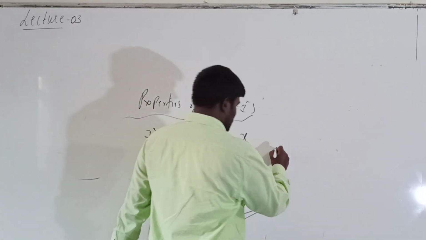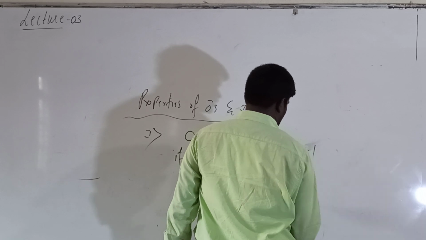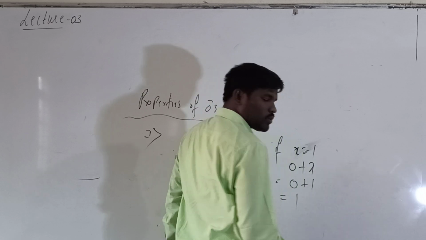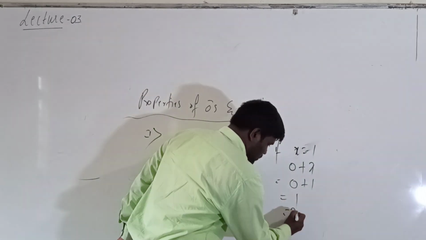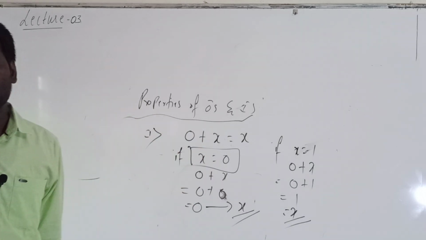In the same way, if x is equal to 1, 0 plus x, that is 0 plus 1 is equal to 1. Instead of writing 1, I have to write x. Hence the result is proved.